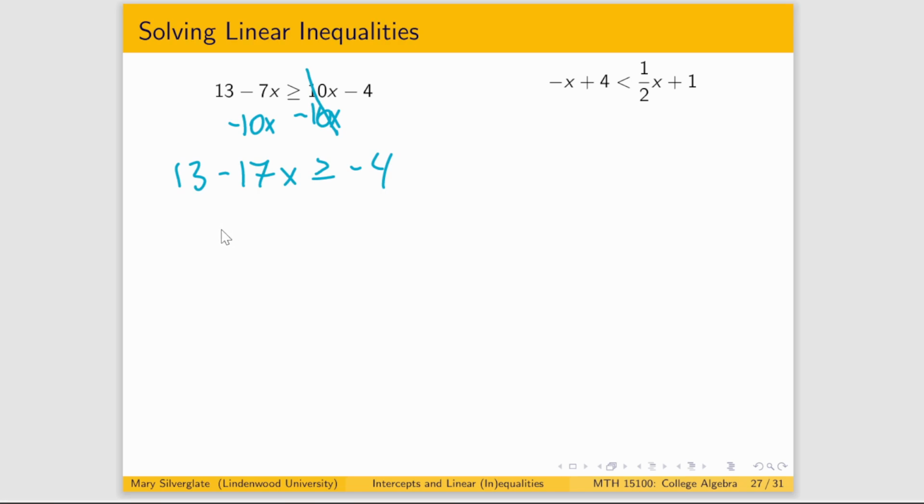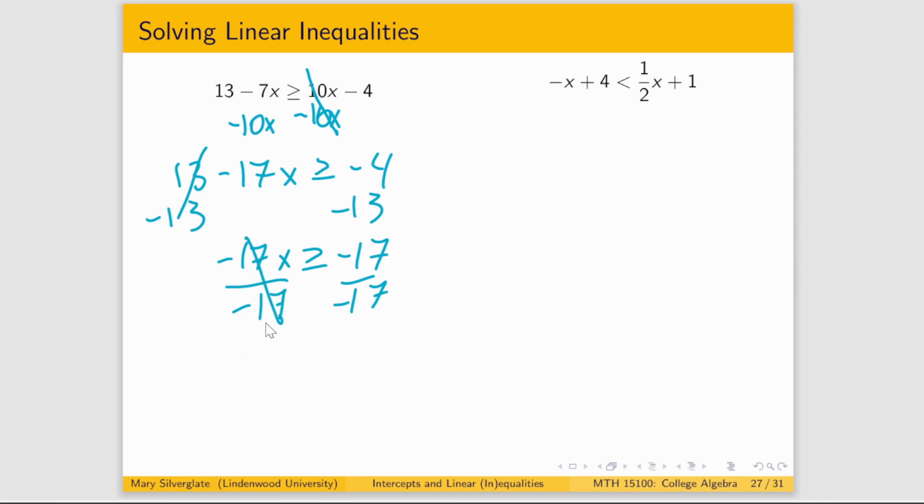Then I want to undo any addition or subtraction. So the way I undo adding 13 is subtracting 13. 13 minus 13 makes 0. I'm left with -17x is greater than or equal to -17. And as my last step, I want to undo multiplying by -17 by dividing by -17. So here, since I'm dividing by a negative, that cancels out to make 1, and now I need to flip my inequality because I divide by a negative, and then -17 divided by -17 is still just 1.